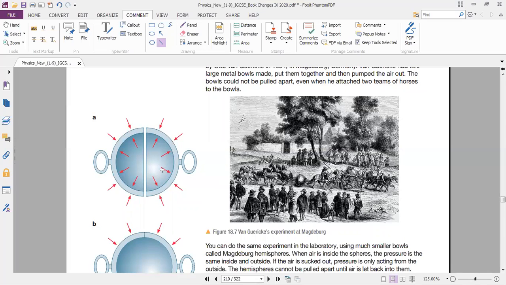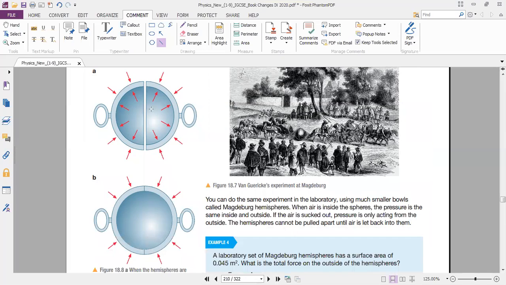Then he used two teams of horses. Look at this horse cart. They tried to pull the ball by tying ropes through these handles to separate them, and they could not. They failed because when there was gas inside the bowl, the inside and outside pressure was equal, so we can easily separate them. You and me, we can separate it.